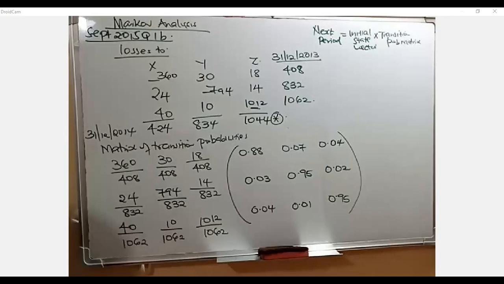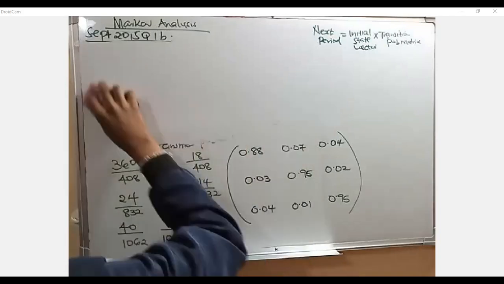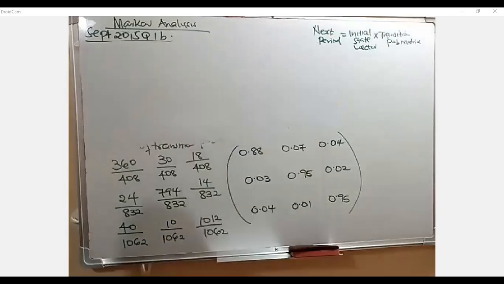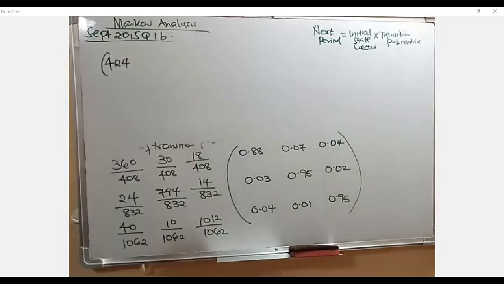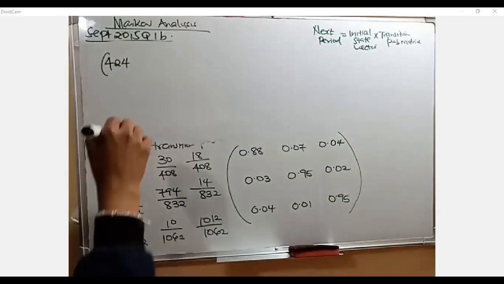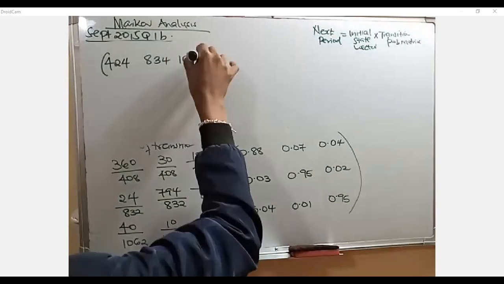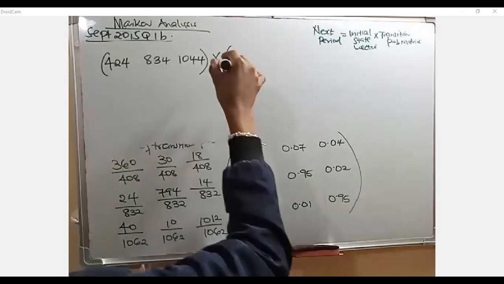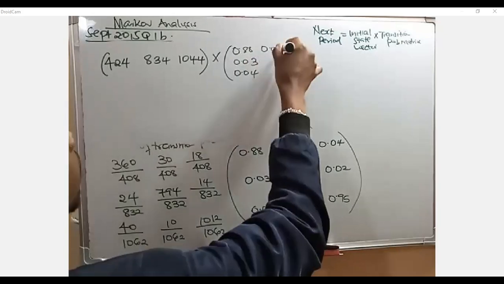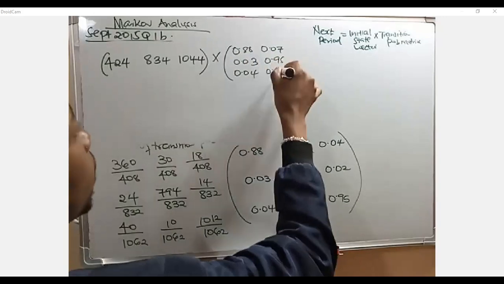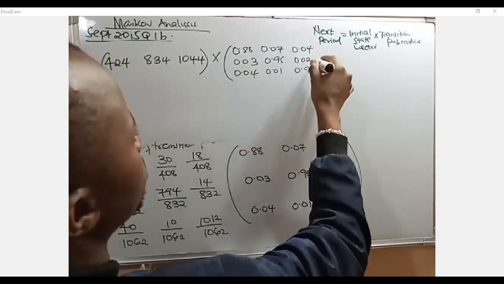Now, in this scenario, our initial state vector is given in the question. This is how you normally arrange your matrices. The examiner has already given you 424, the other one given for Y will be 834, and the other value given is 1044. This one you multiply by the transition probability matrix: 0.88, 0.03, 0.04, 0.07, 0.95, 0.01. Then the last one is 0.04, 0.02. Then we have 0.95. Sorry.